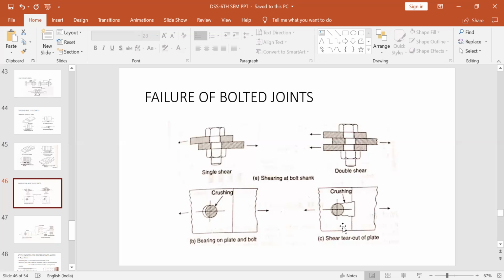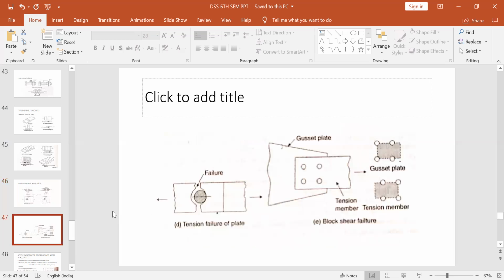Tension failure, the shear tearing, shear failure of the plate occurs, and this plate will split like this. Next is tension failure of plates, when the tension carrying capacity of the plate is less as compared to the bolt. This plate will split in this direction and this direction like this. The bolt will remain unaffected, but the plate will split around the whole of the bolt. So this is tension failure of the plate.